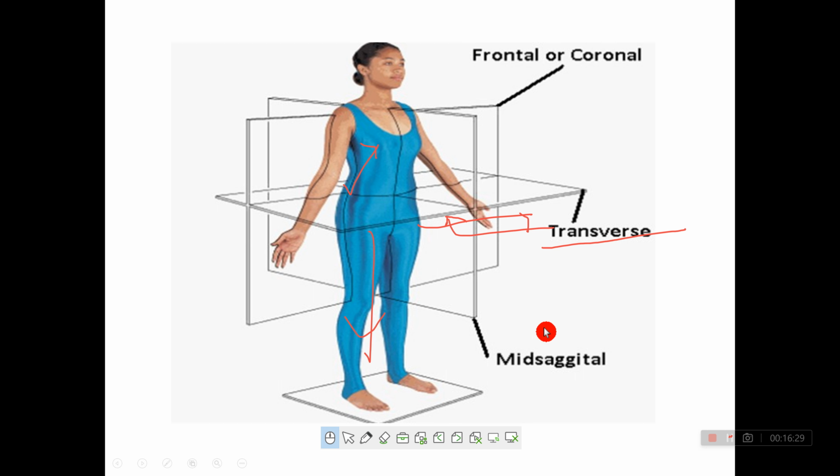Let's review all the planes. When the body is cut into left and right halves, this is called the sagittal plane. Forward and backward movements are associated with this. The frontal plane cuts the body into front and back halves. Side to side movements are observed in this plane. Then the transverse plane cuts the body into top and bottom halves. Twisting movements are seen. So these are the different planes that are termed in anatomy.